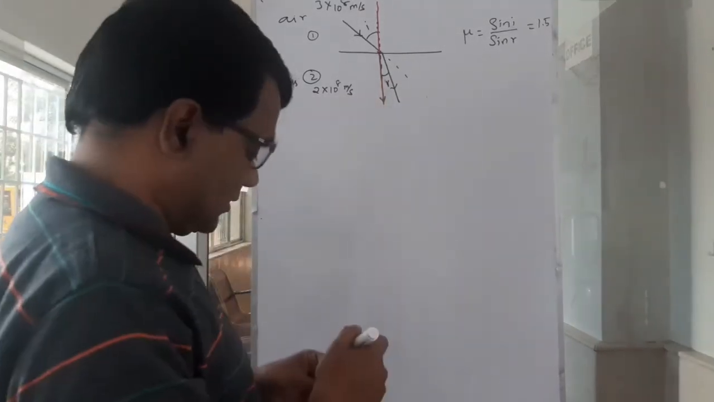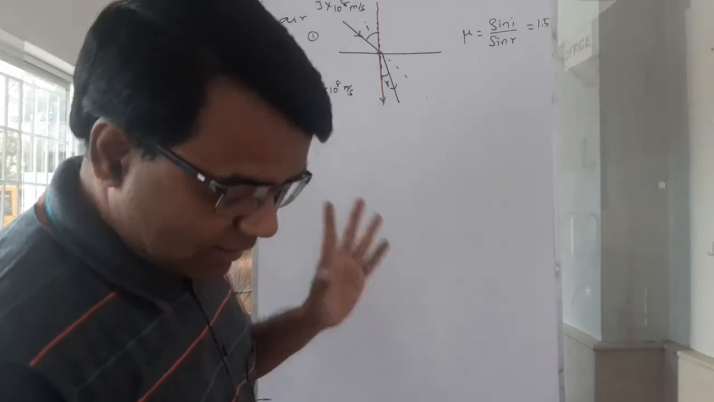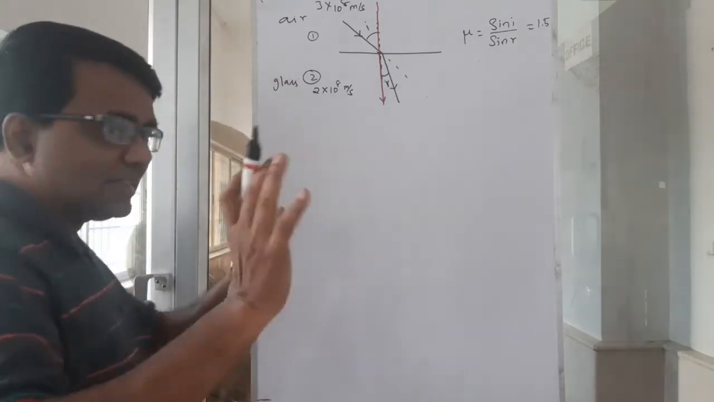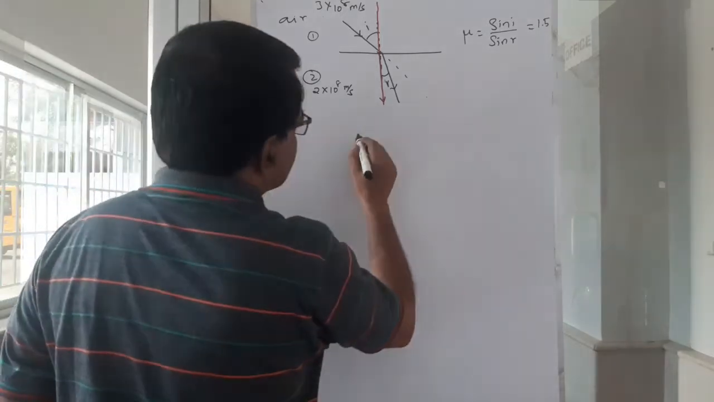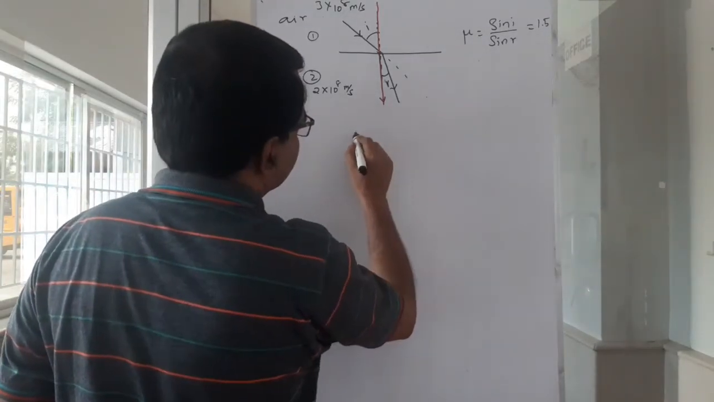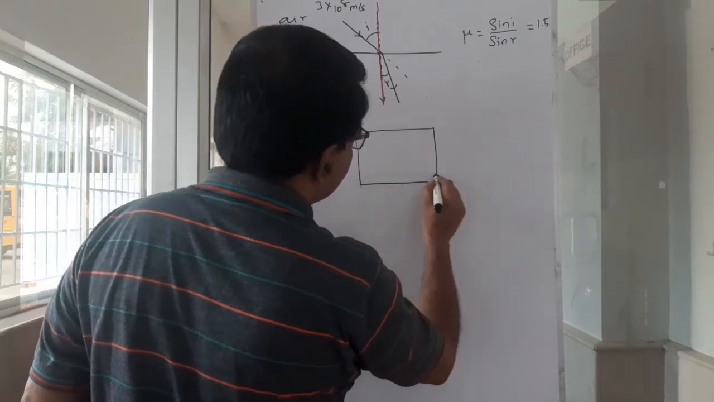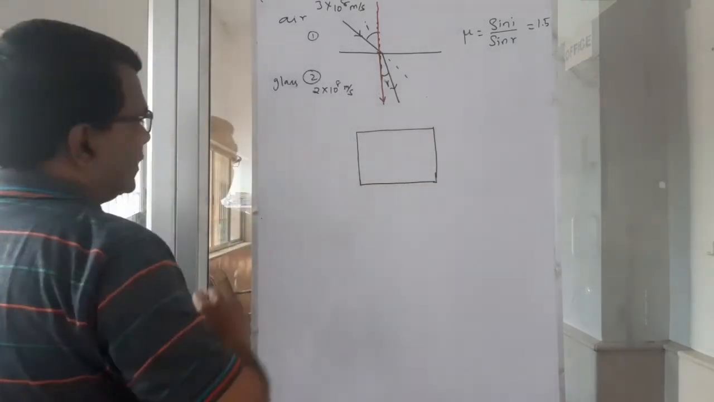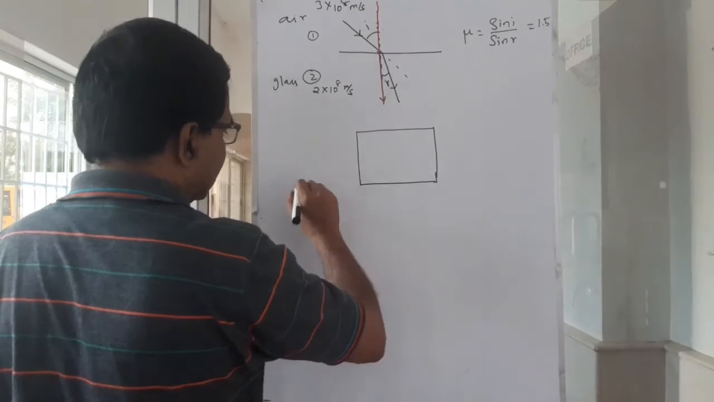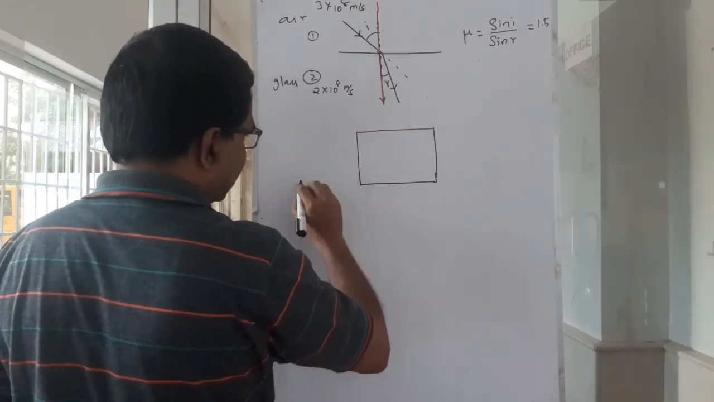Okay. Next, let me take this case. I have a glass slab. Okay. Let's say I have a glass slab. It's made of glass. Okay. Now let me take a ray that hits the slab on this side.